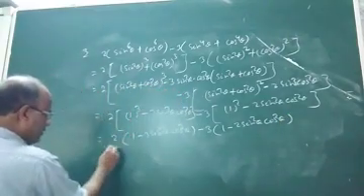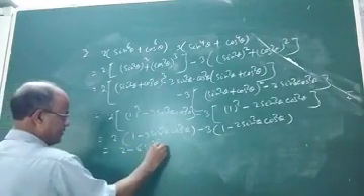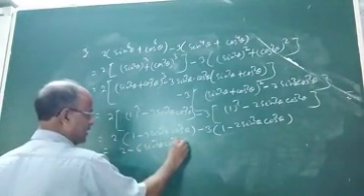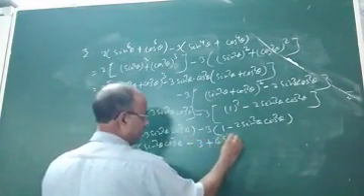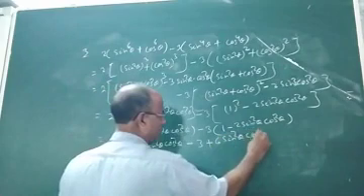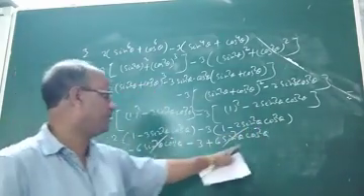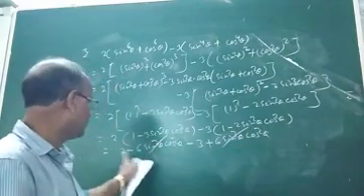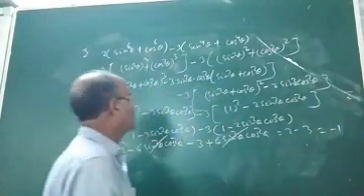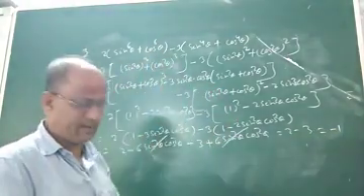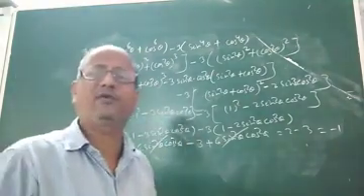Now let us multiply. 2 into 1 is 2, 2 into minus 3 is minus 6 sin^2 theta cos^2 theta. Then minus 3 into 1 is minus 3, and minus 3 into minus 2 is plus 6 sin^2 theta cos^2 theta. Now see, minus 6 sin^2 theta cos^2 theta plus 6 sin^2 theta cos^2 theta is cancelled. So 2 minus 3 is minus 1. So the value of this trigonometric expression will be minus 1. Okay, in this way you can evaluate.